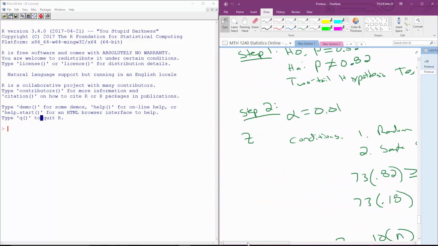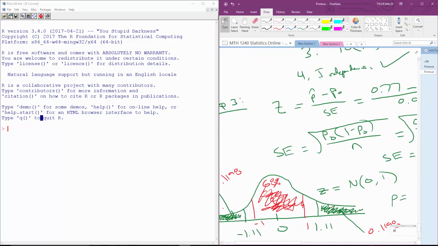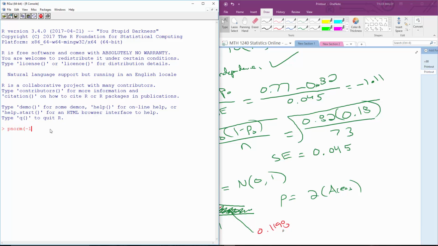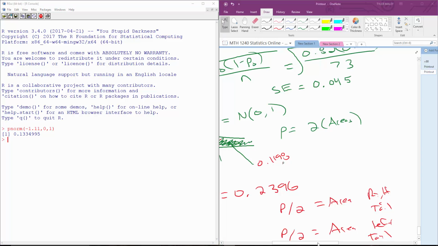So with R, remember, R is always going to find the left tail, right? So we use the pnorm command, right? So pnorm, and then I need to put in my z statistic. So let me find where we calculate the z. So we got z to be negative 1.11, right? And then I'm going to do comma, and then type in the mean, which, since we're doing a z distribution, is 0, and then the standard deviation. So the standard deviation of a z distribution is 1, right? So if I do that, I'm getting the area to the left, right?